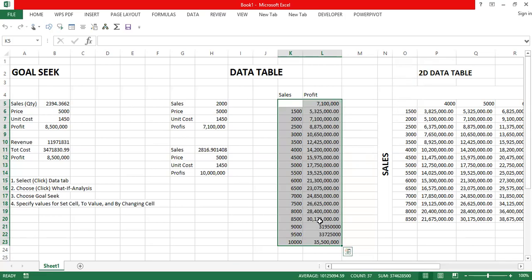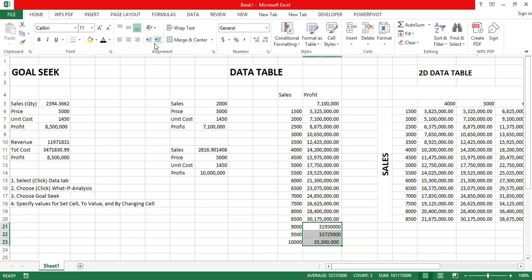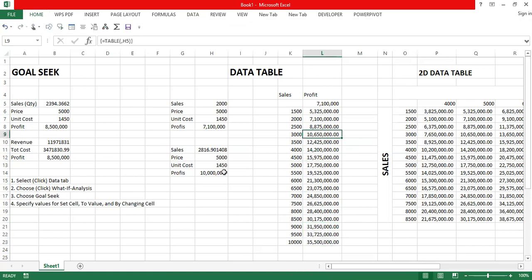So you see it automatically computes the whole thing for you. Now, how do you ascertain if this is correct? Just look at it. When sales is 2,000, what is profit? 7.1. So check it. 2,000, 7.1. So it's correct.